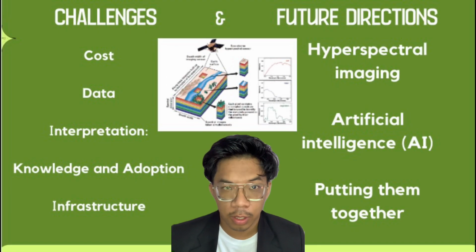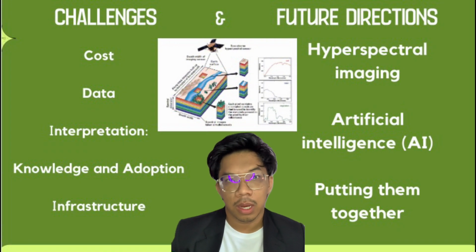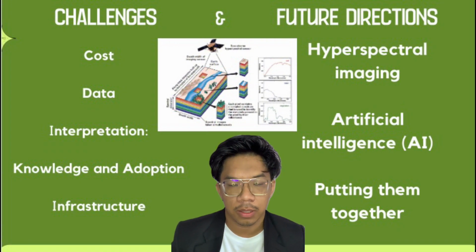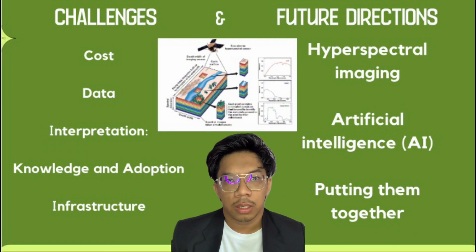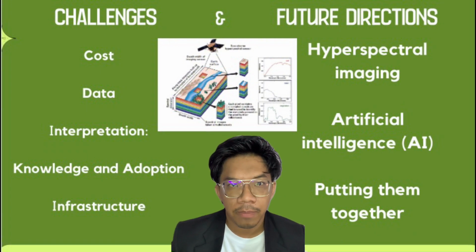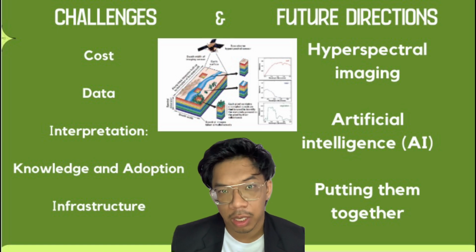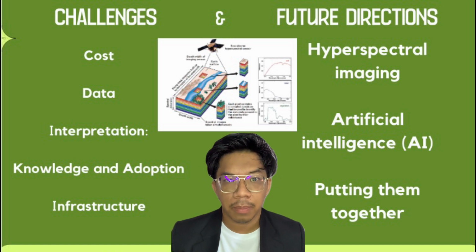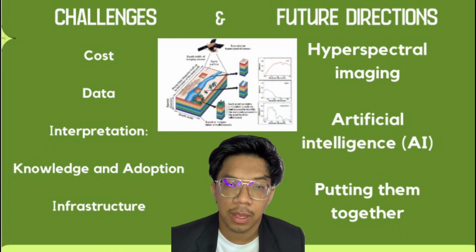Alright, so for the challenges, first is cost. It's expensive image data, and needs special software and expertise. And also the data. A huge amount of data is stored and processed, and combining data from different sources is tricky. And next is interpretation. Some data isn't detailed enough for small changes in the field. Next is infrastructure. Rural areas might not have good internet. Storing and sharing big data can be difficult.